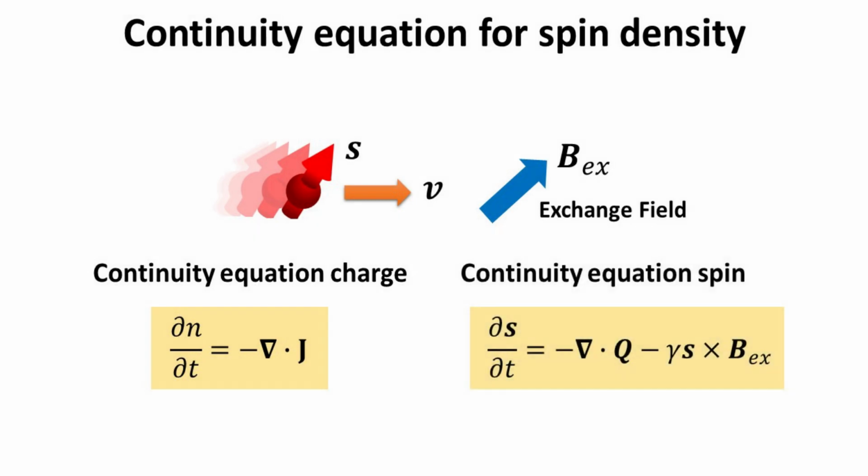The continuity equation for spin, however, is modified. Now, there is an extra term on the right-hand side of the equation that only exists if the spin density and the exchange field are not collinear. The appearance of this extra term is due to the fact that the spin degree of freedom of electrons couples to the exchange field of the ferromagnetic material. The extra term in the continuity equation for spin is a torque term. It describes the torque exerted on the spin density due to the exchange field.